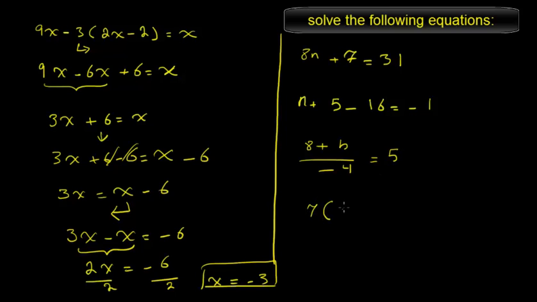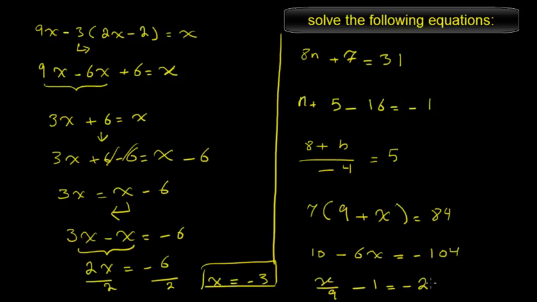7 parenthesis 9 plus x equals 84. 10 minus 6x equals minus 104. And the last one, x over 9 minus 1 equals minus 2. We are at the end of our session on equations and how to solve an equation, one-step and two-step equations.